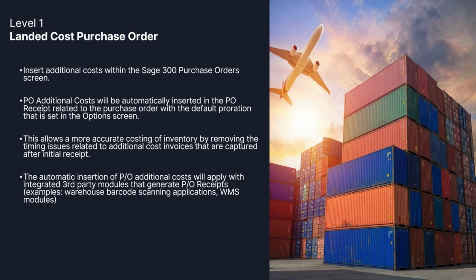Let's take a look at Level 1 Landed Cost Purchase Orders. We have inserted additional costs within the Sage 300 purchase order screen via a new tab. The PO additional costs will be automatically inserted in the PO receipt related to the purchase order with the default proration that is set up in our option screen. This allows for more accurate costing of the inventory by removing the timing issue related to additional cost invoices that are captured after the initial receipt.